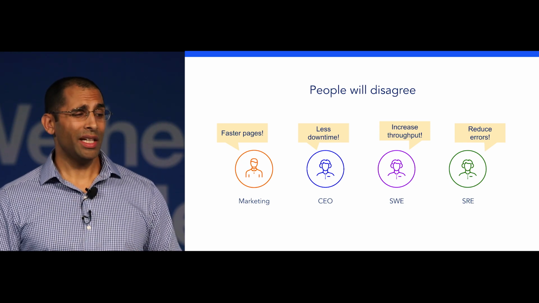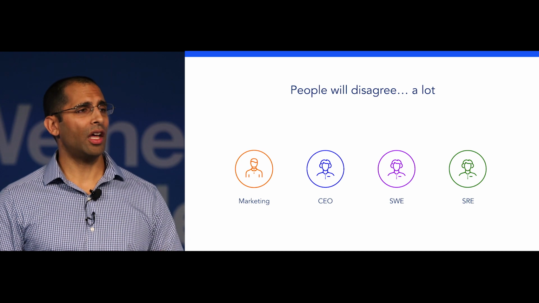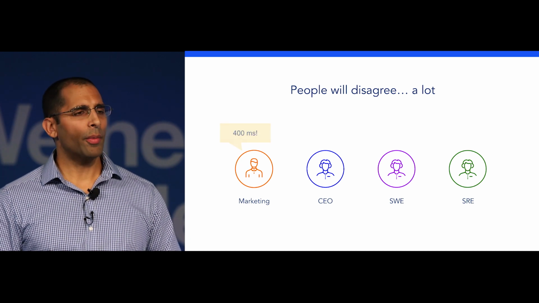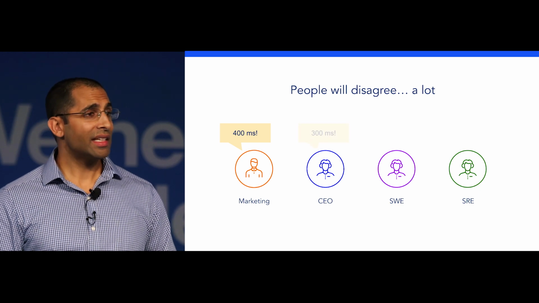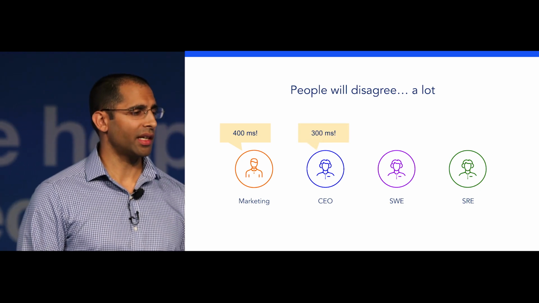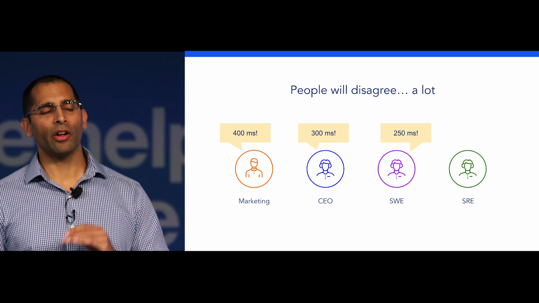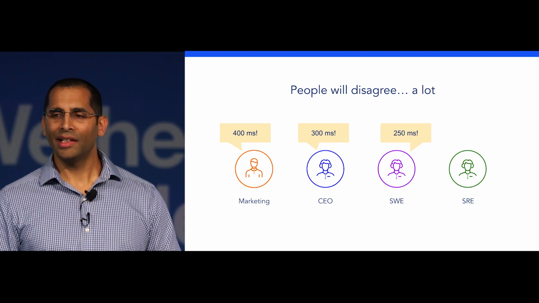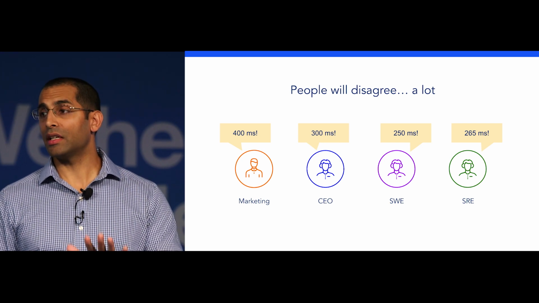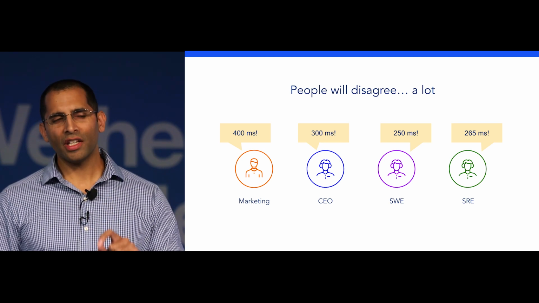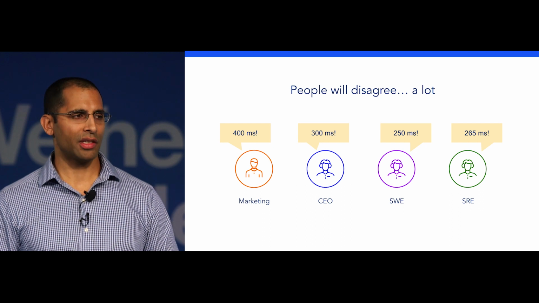Not only will people disagree, people will disagree a lot. Let's say you settle on faster pages. Maybe marketing says, 400 milliseconds, that's good. I want 400 milliseconds. Then the CEO says 300 milliseconds. Software engineer says, no, I can do better, 250 milliseconds. And then the SRE is like, whoa, slow it down a bit. How about 265 milliseconds? Those 15 milliseconds really make a huge difference to me.